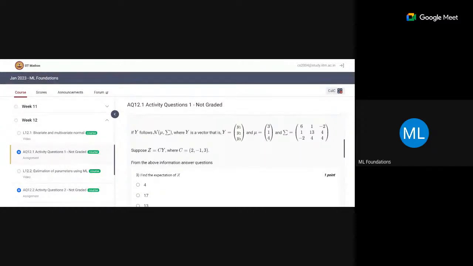See, Y follows the normal distribution with mean mu and variance sigma, and Y is nothing but y1, y2, y3, and the mean of this Y is given by 3, 1, 4, and the covariance matrix is given to you. Now you are defining another random variable Z, which is some vector c times Y. You have to find the variance of Z. So first of all, what is CY? Can someone tell me what is CY?